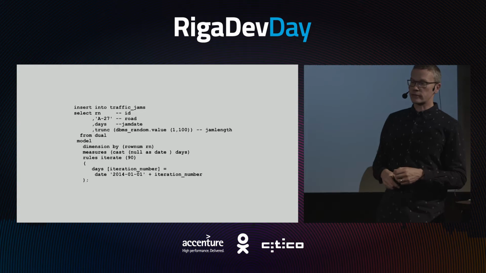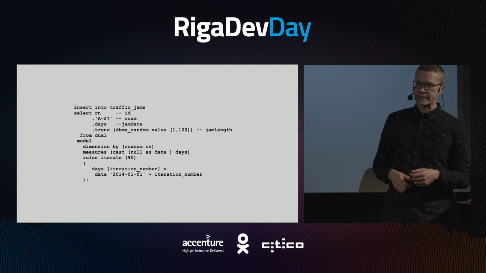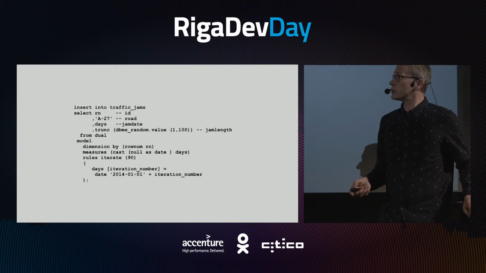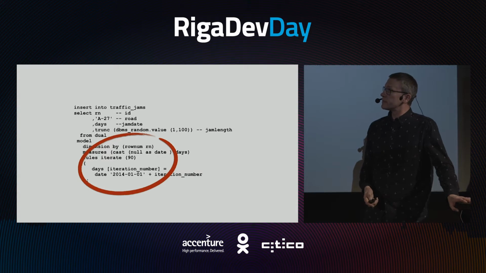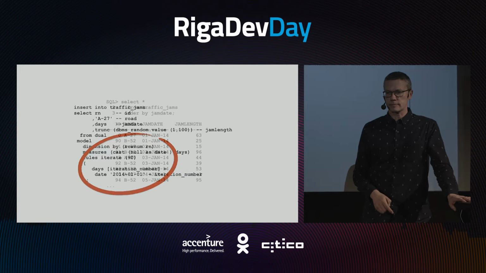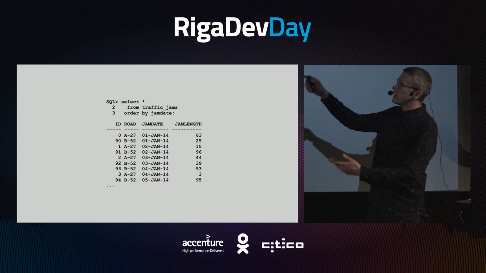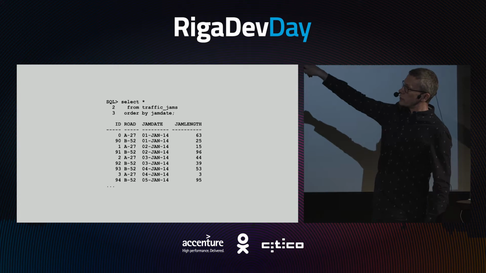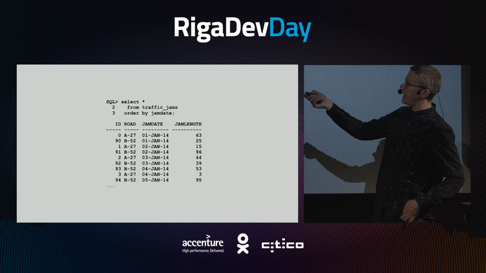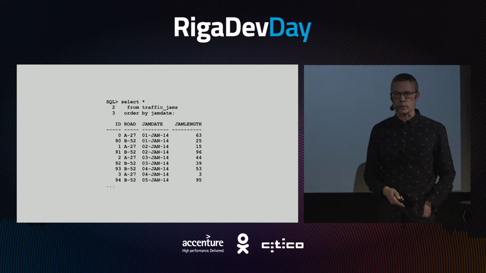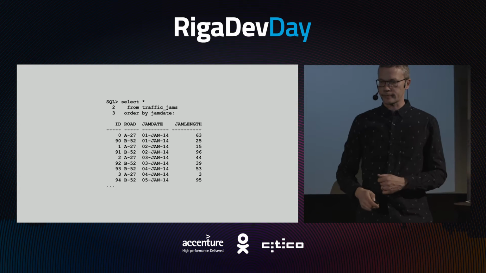The A27, and there's another statement just like it for another road. In this case, as you can see, I used the model clause to generate some data. Okay, so we have a whole list of data for 2 different roads, the A27 and B52, on a specific date, and how long the traffic jam was.